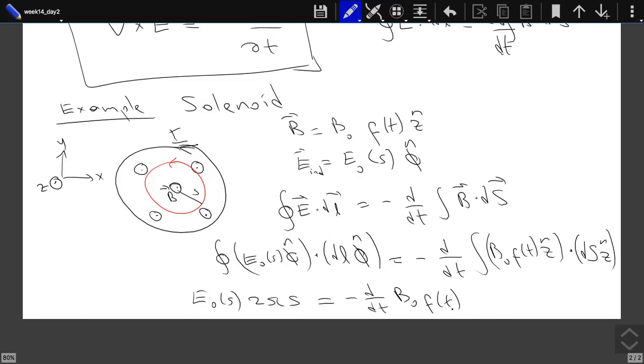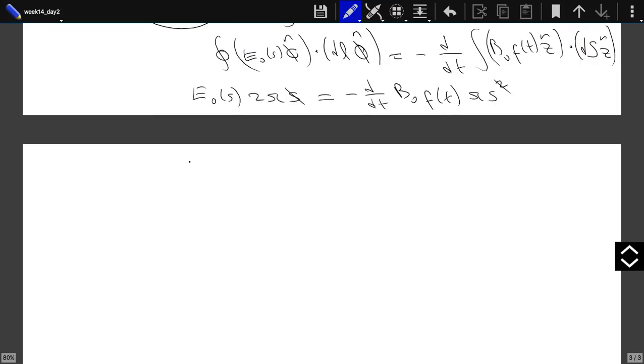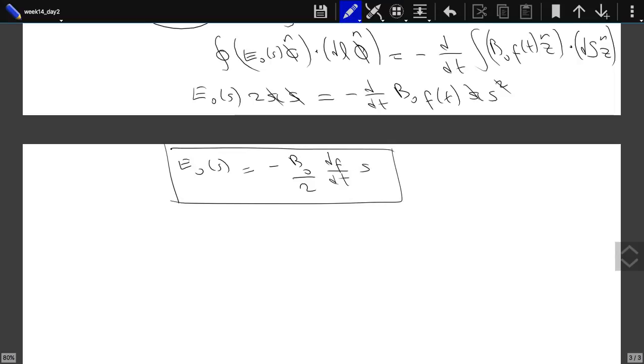ds is the area of the patch. If I just sum all the areas of the patches making my surface, I get the total surface area, which is pi s squared. So let us do some cancellations. Pi I can also cancel. E0 of s is equal to minus B0 dF by dt times s over 2. So basically the electric field is getting stronger as we go away from the center.